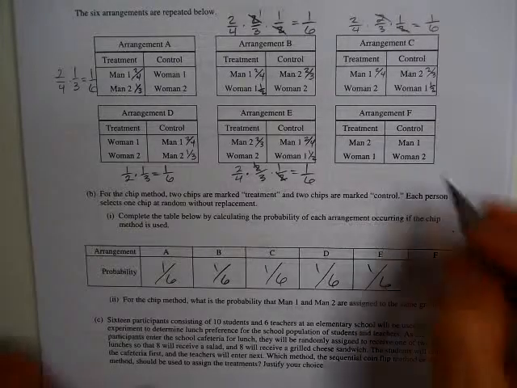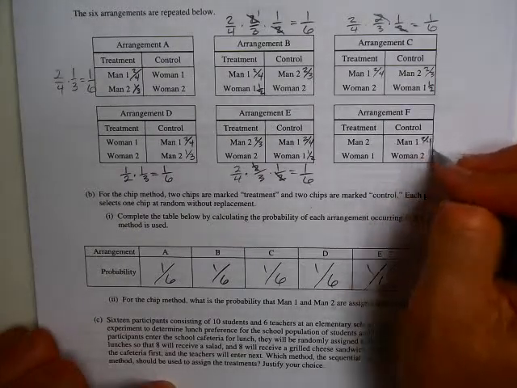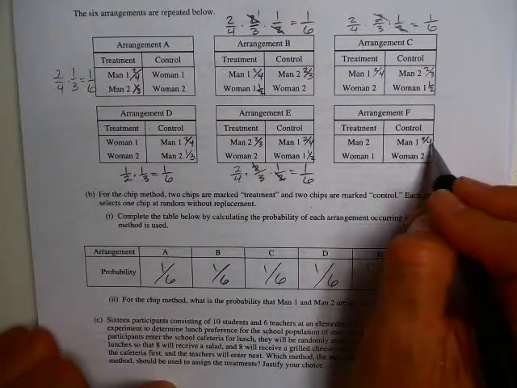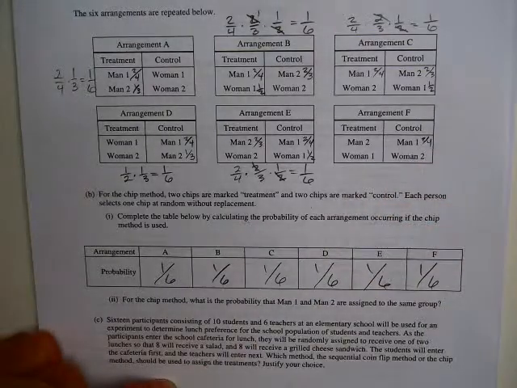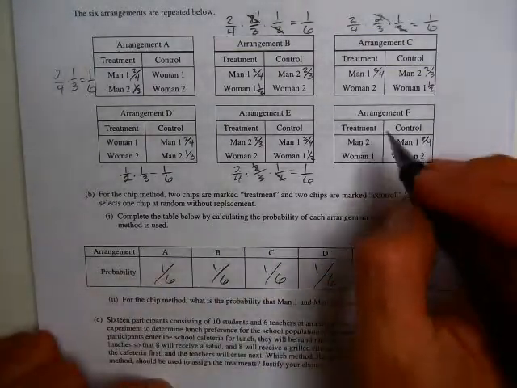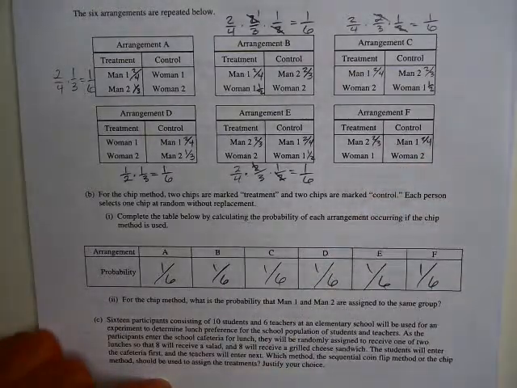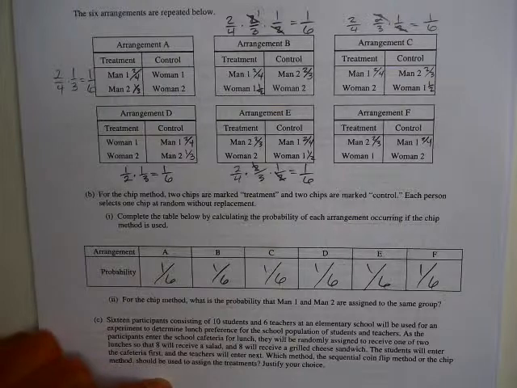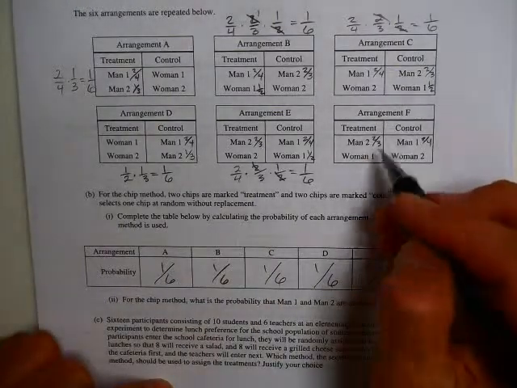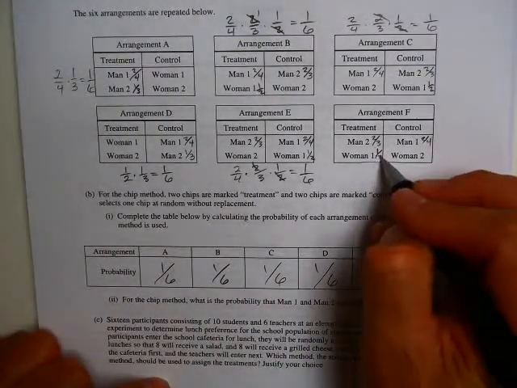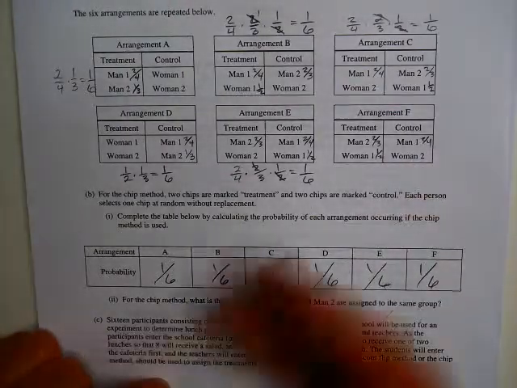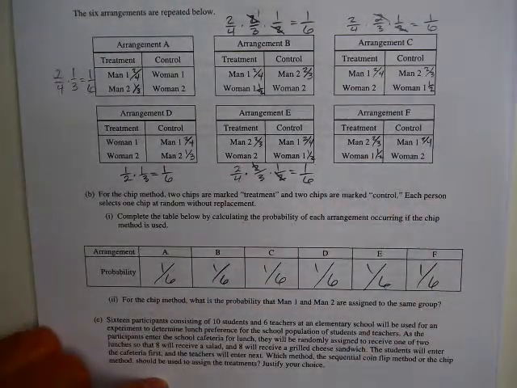If you're unsure, 2/4: man 1 takes out one of the control chips. So there's 2 treatments out of 3 chips left, man 2 gets a treatment, and then woman 1 draws. She has a 1 in 2 probability of being put in the treatment, and we have the same 3 fractions, so 1 in 6.